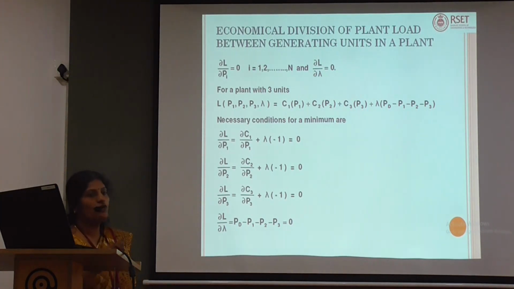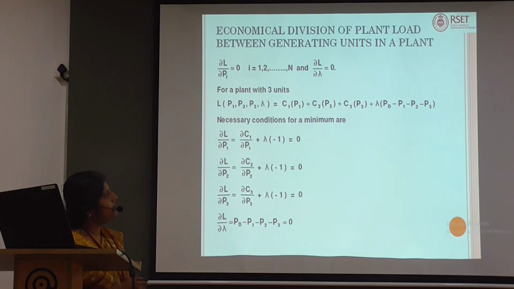Let me consider that I have a 3 unit system. So what is your Lagrangian? It is a function of P1, P2, P3 and lambda. The first part is nothing but your objective function, which is the sum of all your total costs: C1 of P1 plus C2 of P2 plus C3 of P3, plus lambda times your equality constraint, which is that the demand must match with your generation, PD minus this. This is your total generation, this is your total demand, and that difference must be 0. So it is lambda times this equality constraint plus the total cost.